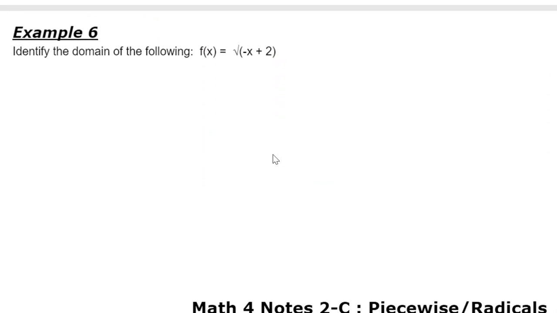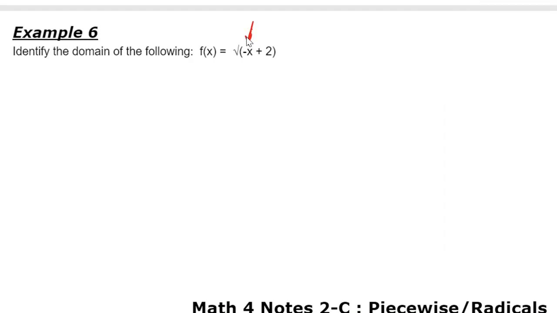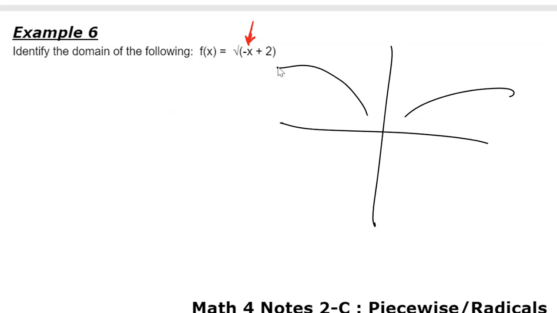All right, identify the domain. I have about decided that this little beast right here, when you stick a negative with the x inside the square root like that, for some reason, it negates the rule about do the opposite. You would think that you would flip it on the y-axis so that instead of doing this, it's doing that.